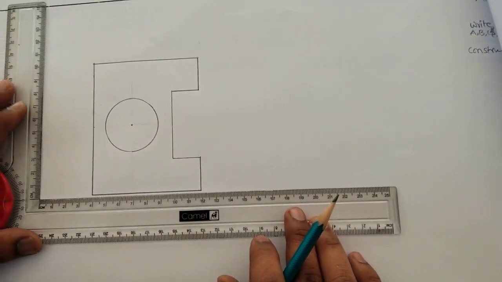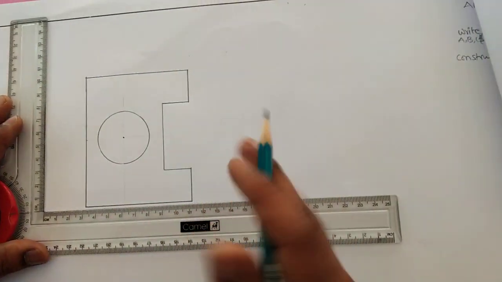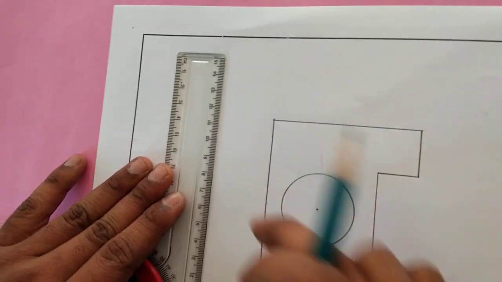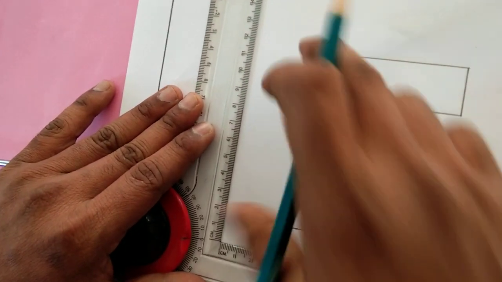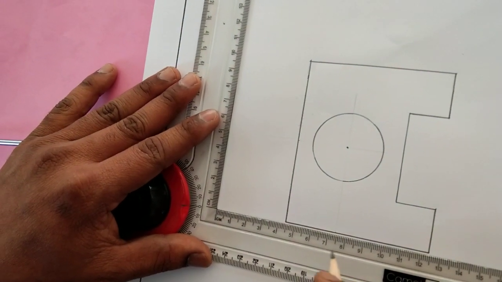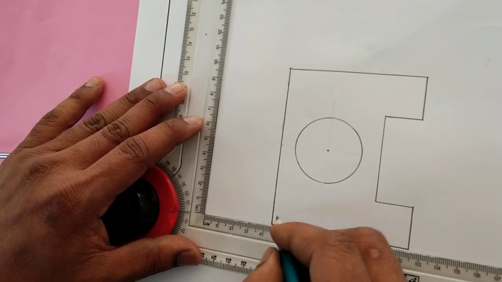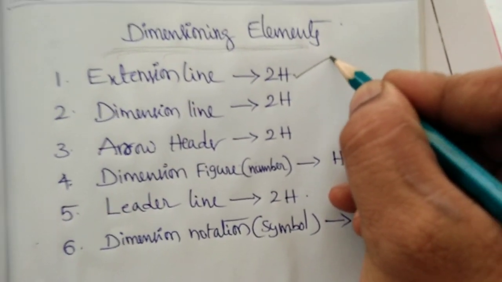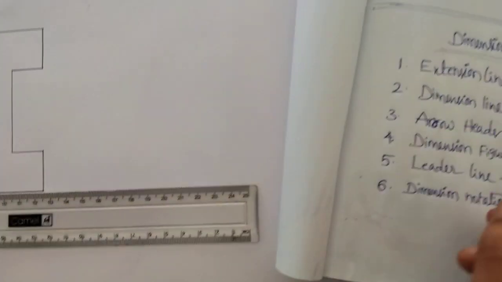We can start the dimensioning from left to right, whatever. So suppose we need to give the dimension to this particular portion. This line is having 2 endpoints. Always a line is having 2 endpoints. So from each endpoint of the line we can construct the extension lines. So in the first step we can construct the extension line with 2H pencil.